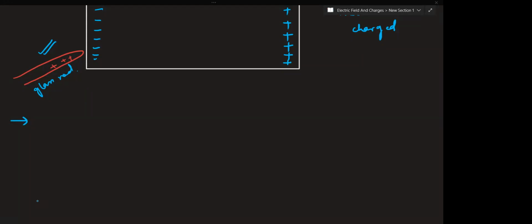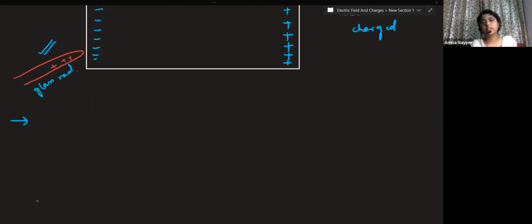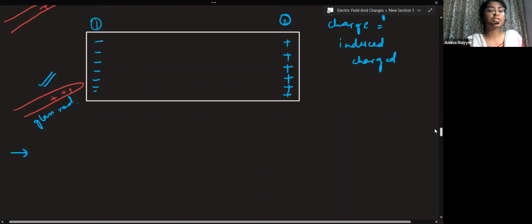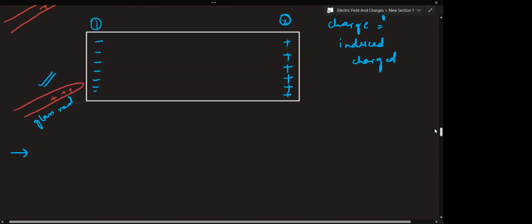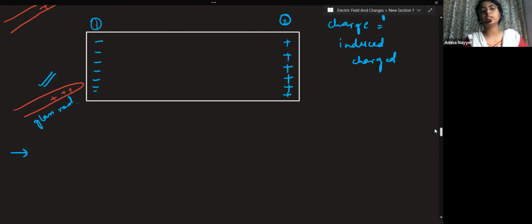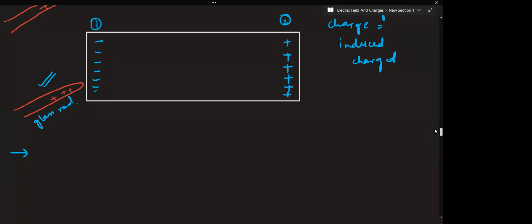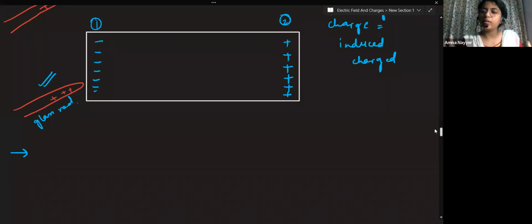Yes, Shravya. Ma'am, disappear in the sense they'll come back to the normal position. Yes, they will recombine as it was before. The negative charges were held because of this glass rod. Now, if you remove the inducing charge, if you remove the glass rod, both of these will recombine and again it will be neutral.